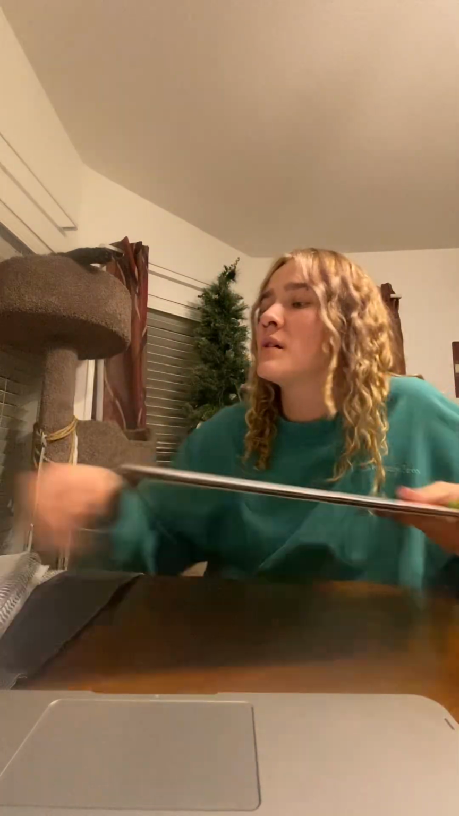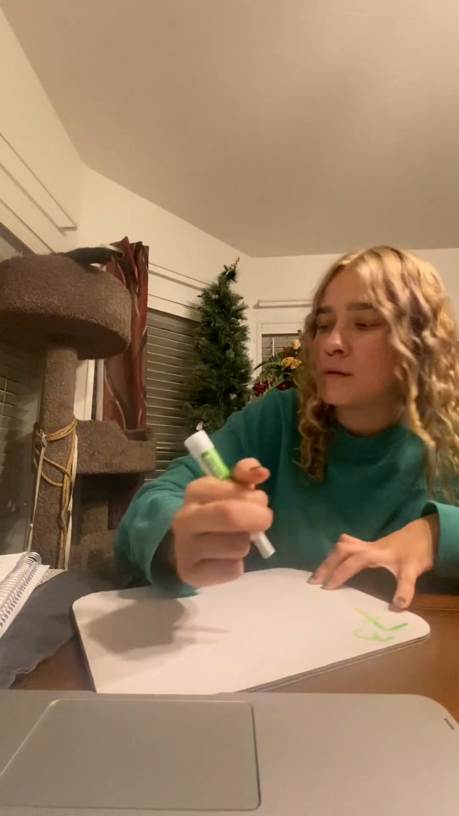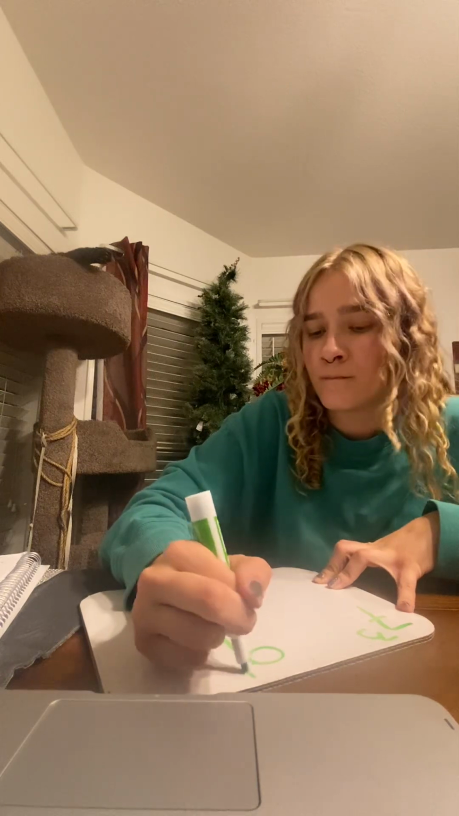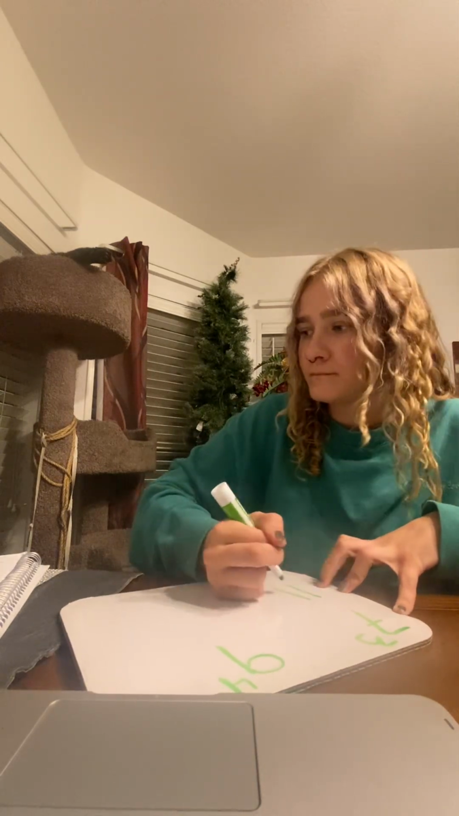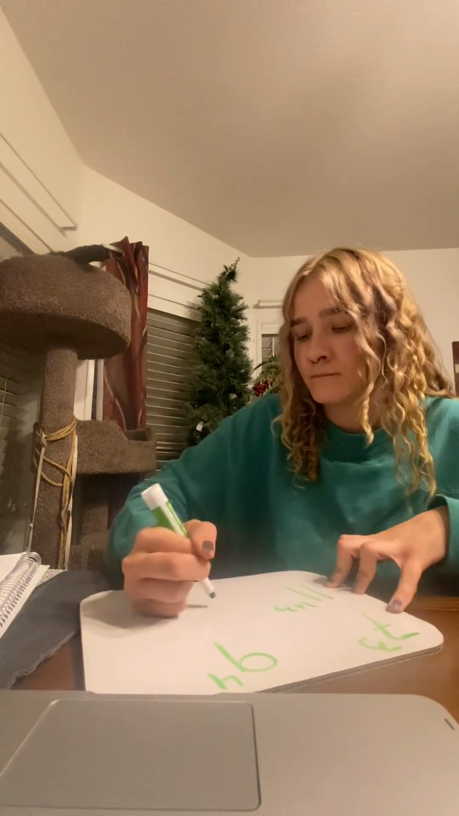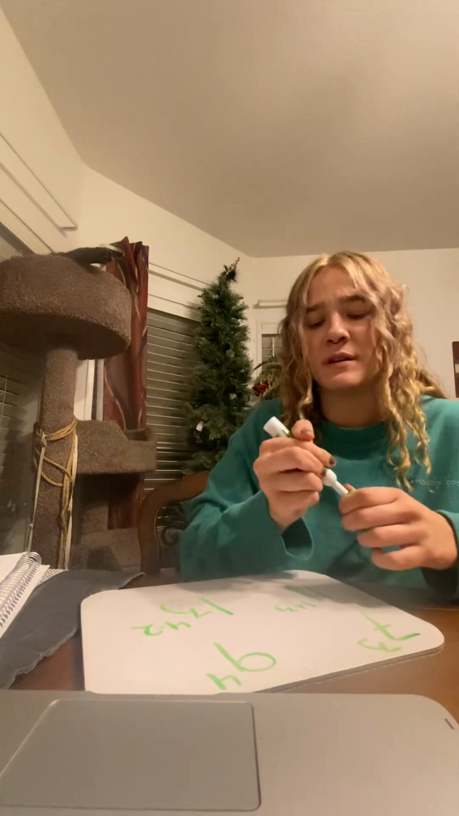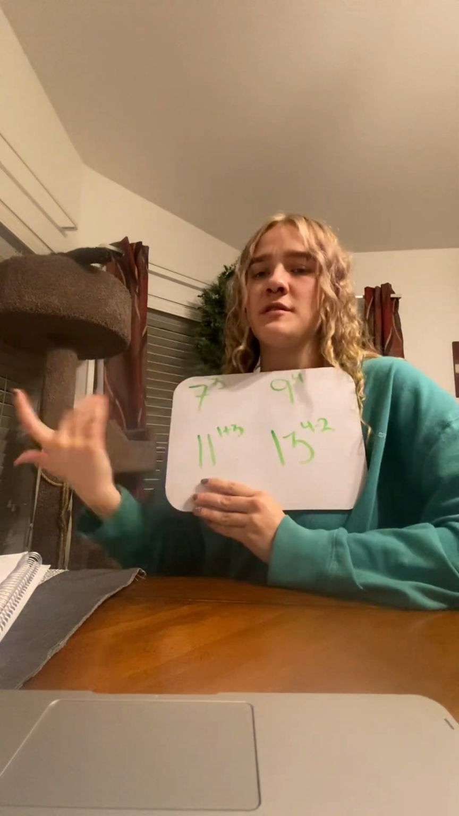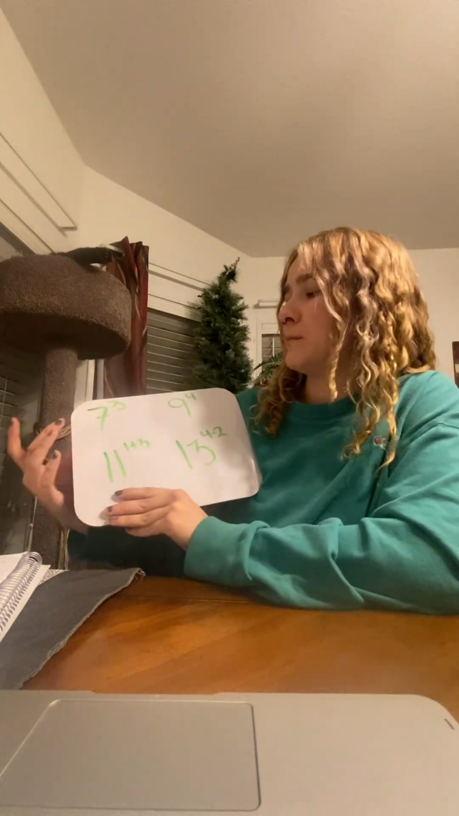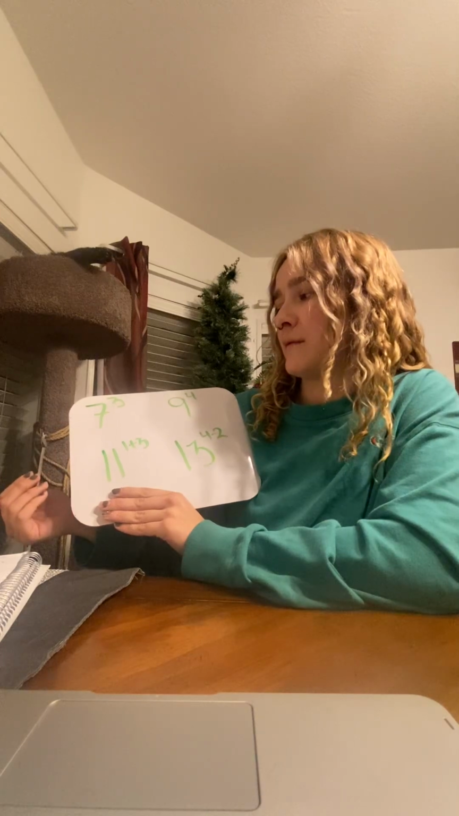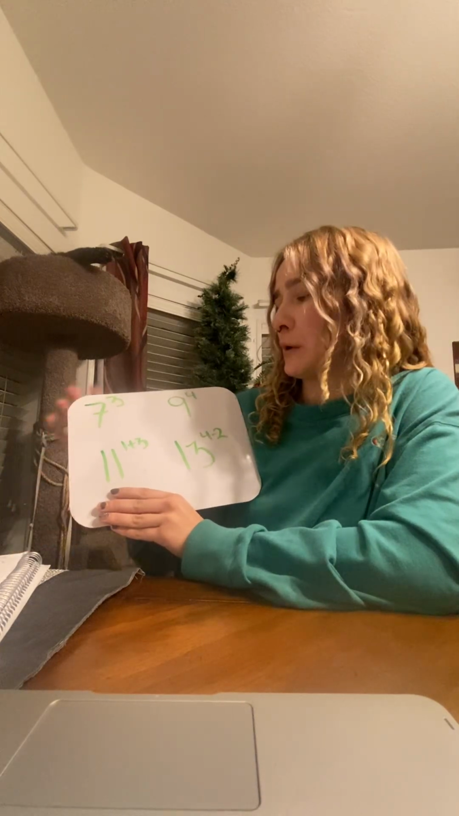And then some challenge problems I wrote down for some students that are just above and beyond. I could have a whole worksheet of this too. 7 to the power of 3, just because they're bigger numbers. So it would be 7 times 7 times 7, which would be what? 49 times 7, so just a little bit more complicated.